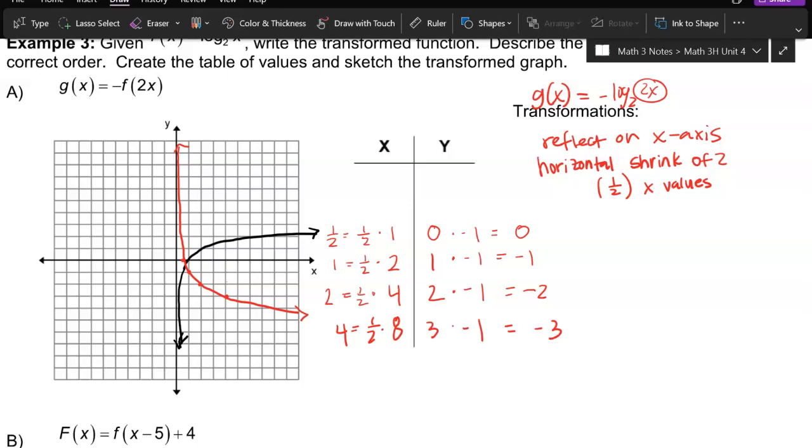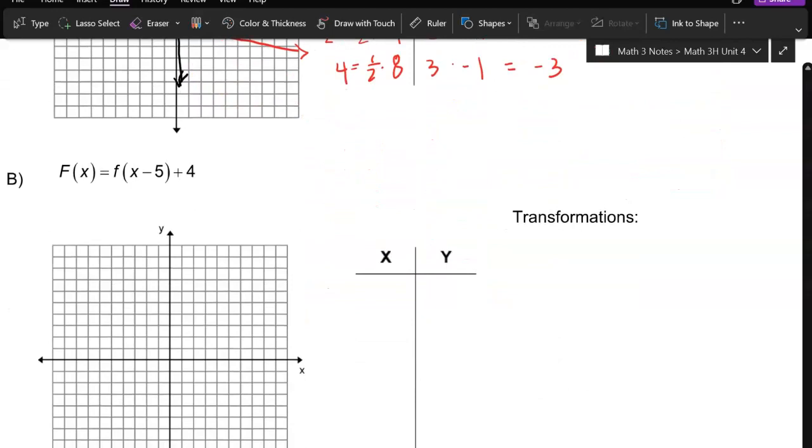So remember when we have those stretches or shrinks, it's going to affect the graph in a different way. So that's why it shifted that value to that 1/2 instead of staying at that one value. It does kind of those weird things. All right. Let's look at our next one.